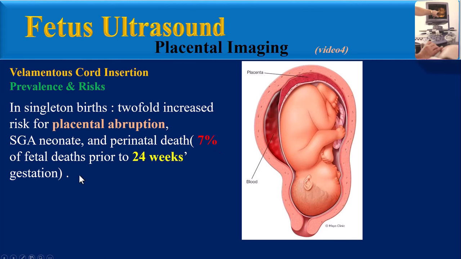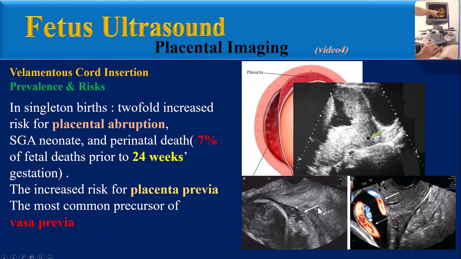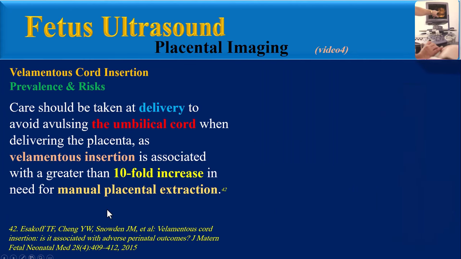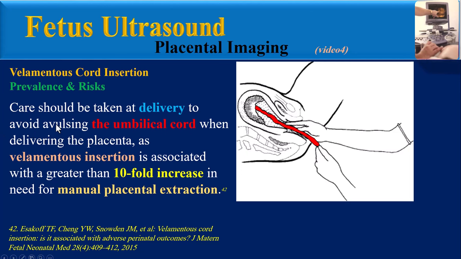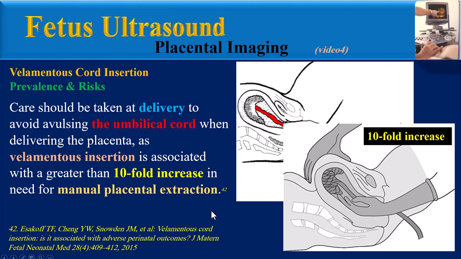About 7% of fetal deaths prior to 24 weeks gestation are related to velamentous cord insertion. There is an increased risk for placenta previa, and it's also the most common precursor of vasa previa. Care should be taken at delivery to avoid avulsing the umbilical cord when delivering the placenta, as velamentous insertion is associated with a greater than 10-fold increase in need for manual placental extraction.